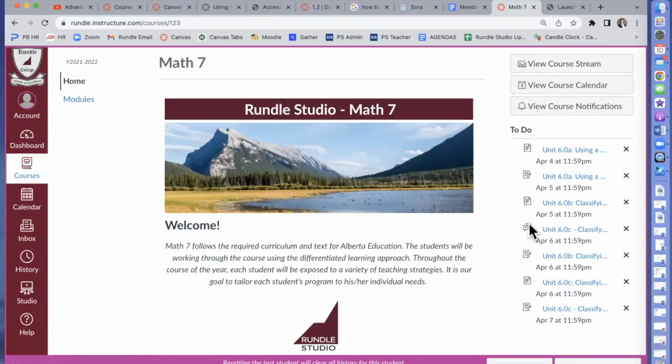Hi guys, I'm going to go over the homework that you were given on Friday. On Friday we did a new lesson. It was unit 6.1, and it was parallel lines. So let's go ahead and hop into our modules.